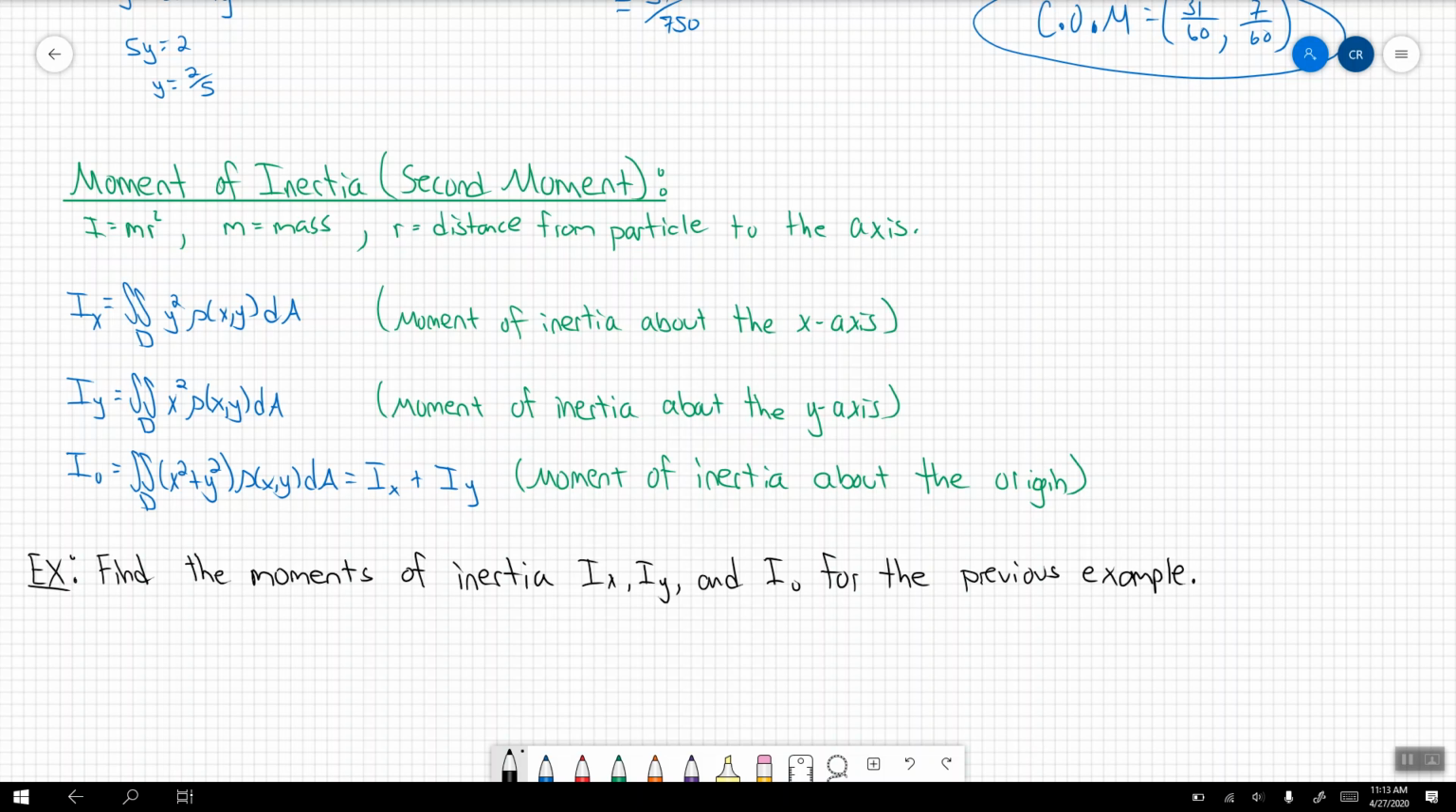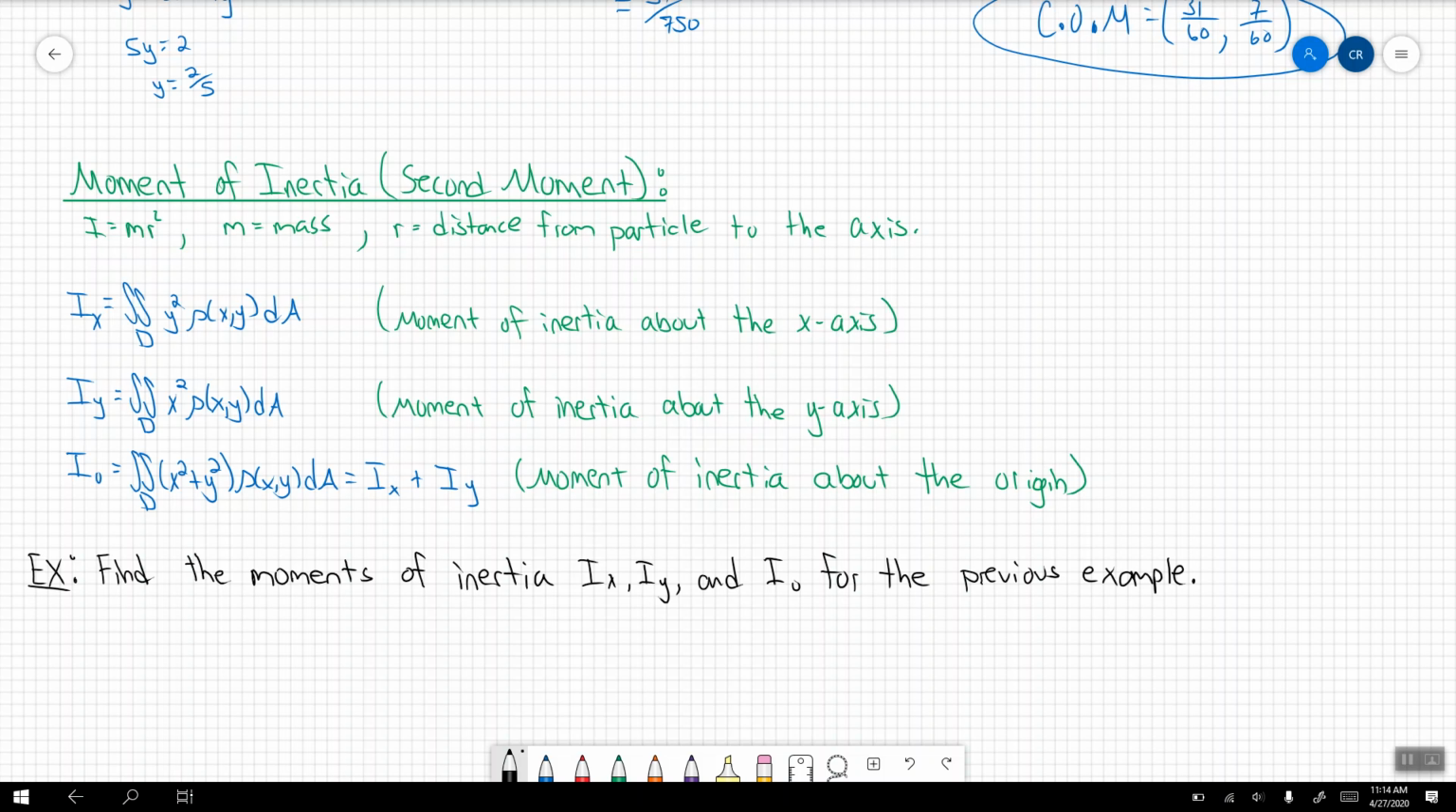And as we start looking at this, the equations are given here. So we need the moment of inertia about the x-axis, moment of inertia about the y-axis, and then we're also going to be calculating the moment of inertia about the origin. But if you notice, the moment of inertia about the origin is just going to be the distance, as we start looking, the distance for the x or the y to be close to the origin.